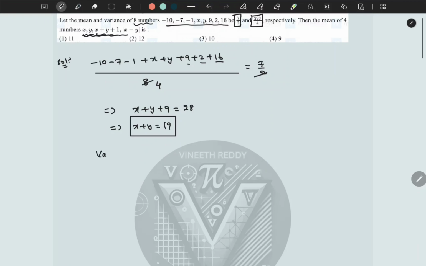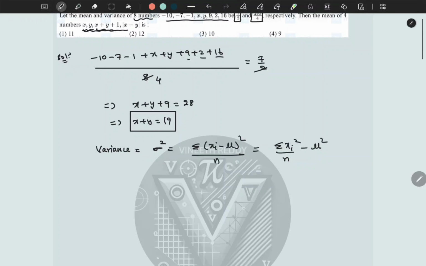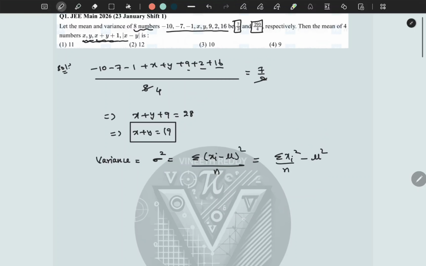Variance is sigma square, dear students. So variance, what is the formula? It is either sigma xi minus mean whole square divided by n, or we can even write it as sigma xi square divided by n minus mean square. If you expand this, you will get this only. You can verify it yourself.